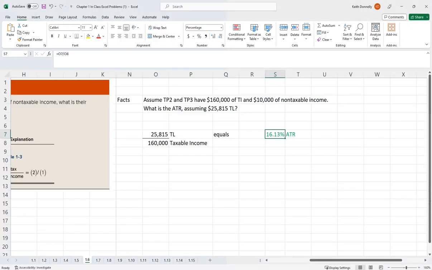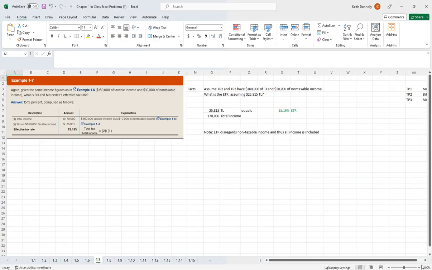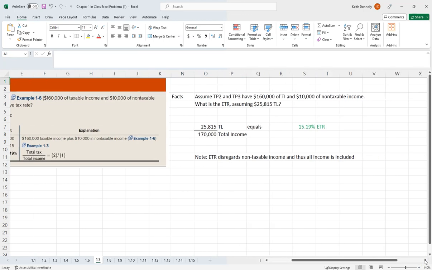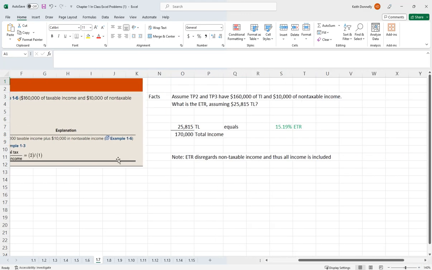So let's look at 1.7, right? So here it says assume we have two taxpayers. They have 160 grand of taxable income and 10 grand of non-taxable income. Same tax liability of 25 grand. Here, 25, but it's going to be our total income, the 160 plus the 10.